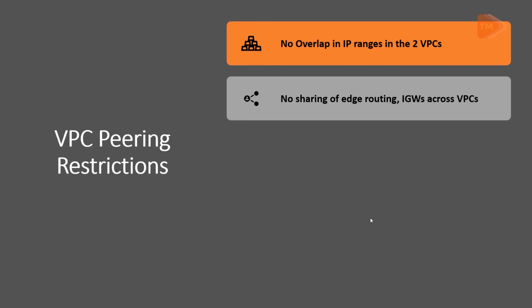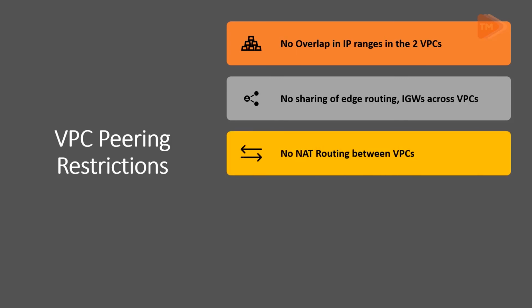Now, no sharing of edge routing or internet gateways across VPCs. So the edge routing and internet gateways cannot be used. I cannot use a VPC 1 internet gateway for the VPC 2 EC2 instances, because this is just a kind of virtual private network that is getting created. So you cannot use the internet connection of another VPC, and the same goes for edge routing as well.